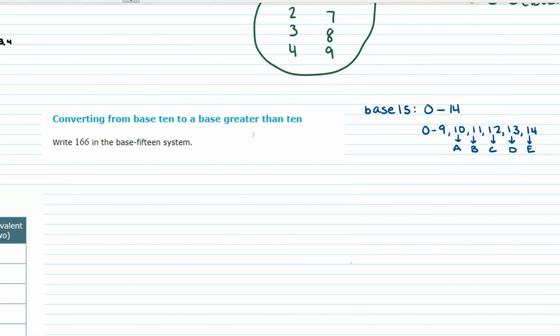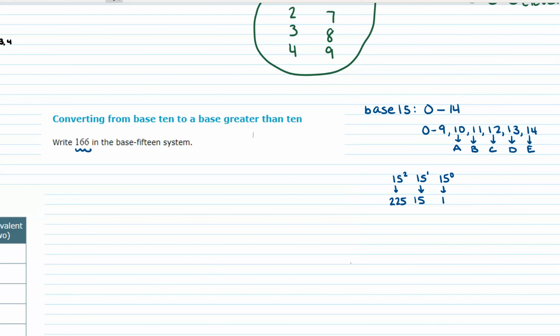So the other thing we need are the powers of 15. So the rightmost digit will be 15 to the 0, which is 1. Actually, let me write it below. And then 15 to the first, which is just 15. And then 15 squared, which is 225. And I'll go ahead and stop there. We could keep going, but the number in question is 166. So 225 is too big.